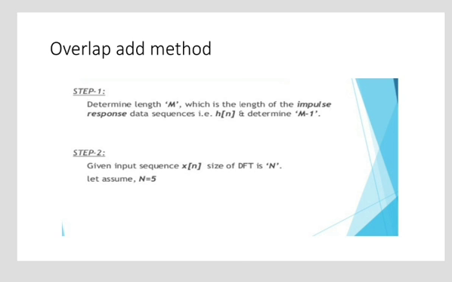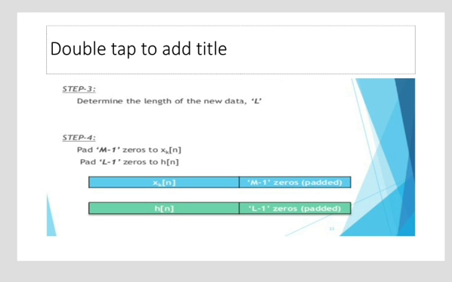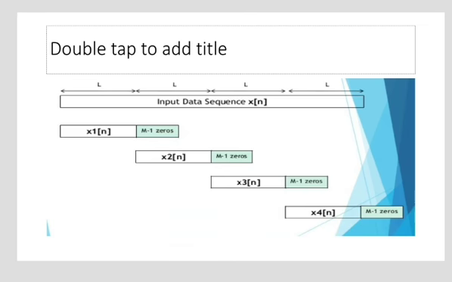Second step is, given the input sequence x of n, determine the size of the DFT, capital N. Here also we assume N is equal to 5. Now the next step is to determine the length of L. The next step is to pad M minus 1 zeros to x of n and L minus 1 zeros to h of n. In the previous method we padded only L minus 1 zeros to h of n. Here we have to add both zeros, that is both M minus 1 as well as L minus 1.